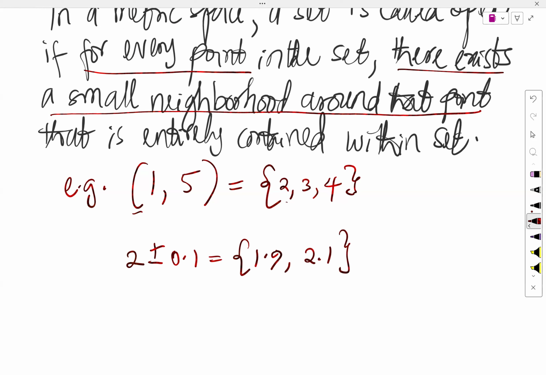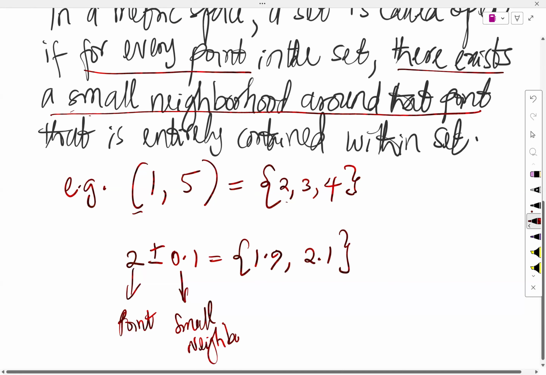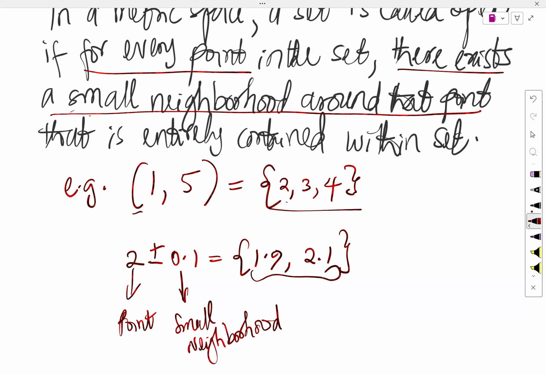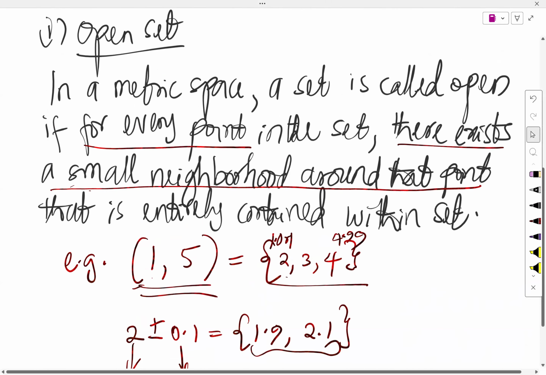So if we take 2 as our point and 0.1 as our small neighborhood, what makes it an open set is that all these small neighborhoods are still totally contained within that set. As you can see, this set should actually contain everything from maybe 0.001, so to speak, up to say 4.99. So if you add this small neighborhood 0.1 or subtract it, everything still lies within the set. That is what it is about.